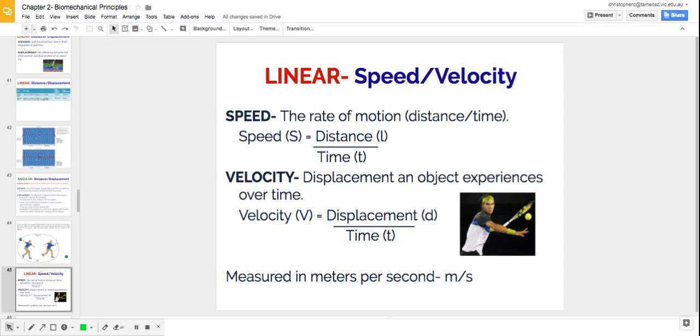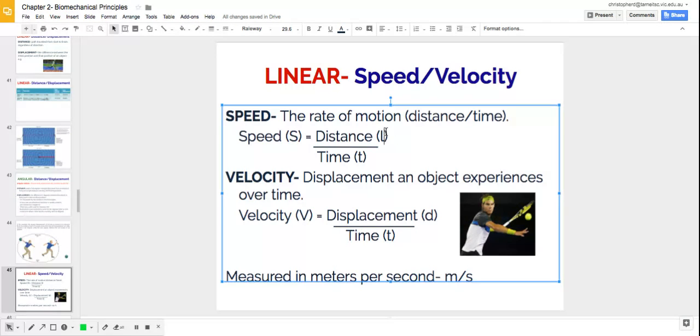When we look at linear speed and velocity, okay, speed is the rate of motion. So we usually measure that as S equals distance over time. Okay, and distance is usually measured in meters. When we look at displacement, that is velocity, which is displacement over time, okay? So for speed we're looking at distance, for velocity we're looking at displacement, and it's measured in meters per second.